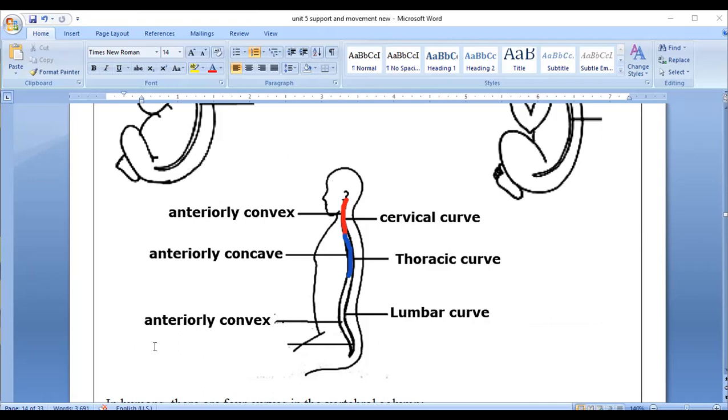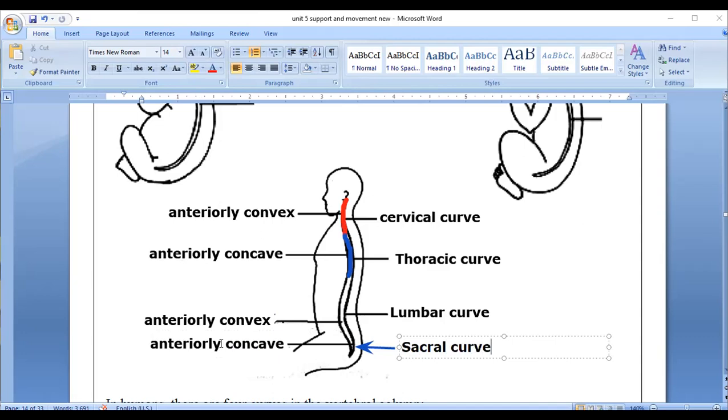And what is written here? Anteriorly concave again, correct? Yes, sir. Right. And that is the sacral curve. What is the name of the curve? Sacral curve. That you have to mark. Okay. Sacral curve.